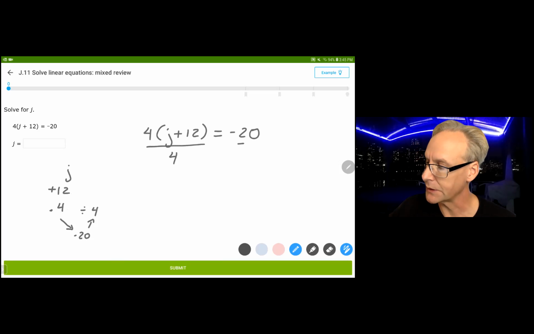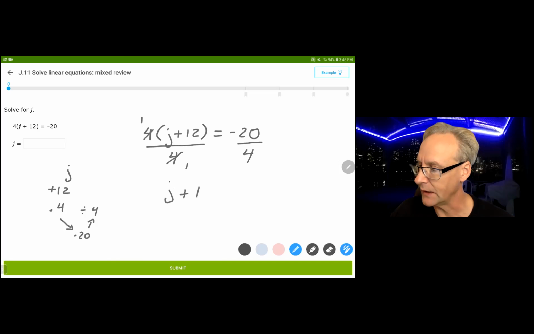Divide by 4 on both sides. The 4's simplify and give me 1. I don't say they cancel out. That's probably a bad way to say that. Multiplying by 1 is the identity for multiplication. So I just get J plus 12 is equal to negative 5.